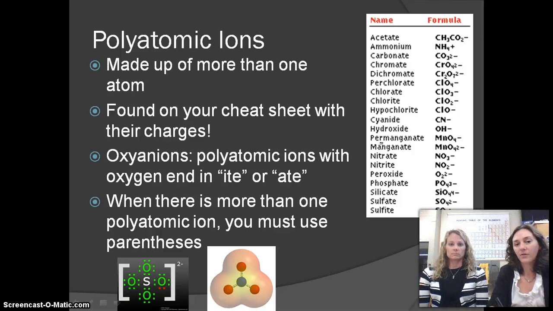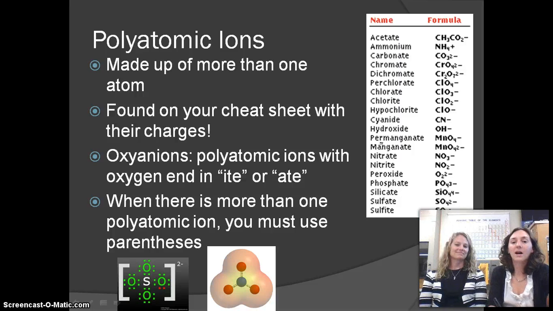Oxyanions, that's a mouthful, are polyatomic ions with oxygen that end in either ITE or ATE. And they're very specific. So if you're going to write, you have to be really clear on what you're talking about. If you write nitride, you're talking about just nitrogen. If you write nitrite, let's go over to your chart, you're talking about NO2 with a -1 charge. If you're talking about nitrate, you're talking about NO3 with a -1 charge.